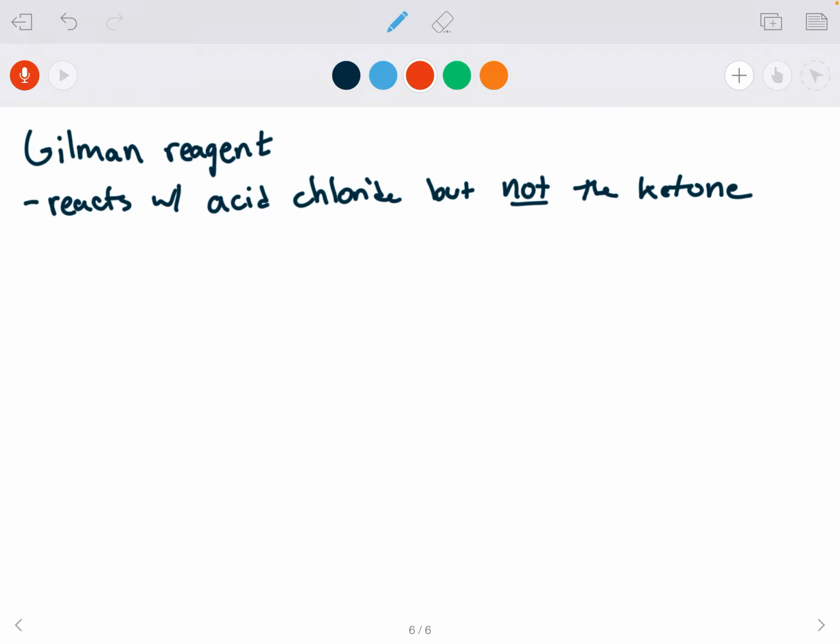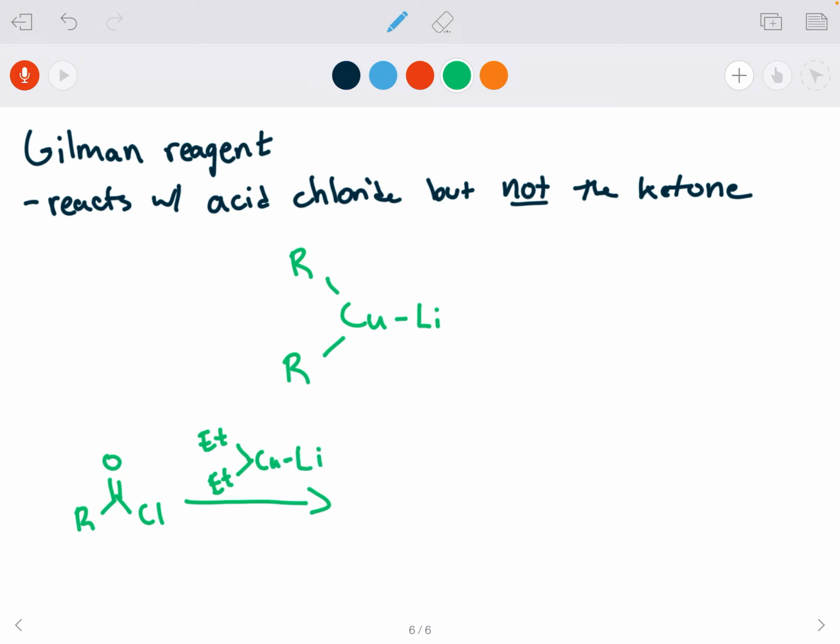So the Gilman reagent looks like a copper bound to a lithium and then two R groups. The R group is what you're trying to add. So if I'm reacting my acid chloride here with a Gilman reagent that has two ethyl groups on it, what I'll end up getting as my product is this. So you can use the Gilman reagent to have only one addition to your acid chloride. Alright, in the next video I'm going to go over the preparation and reactions of acid anhydrides.